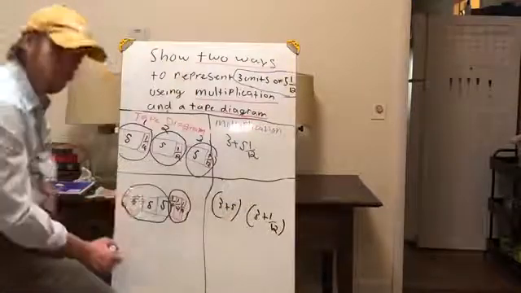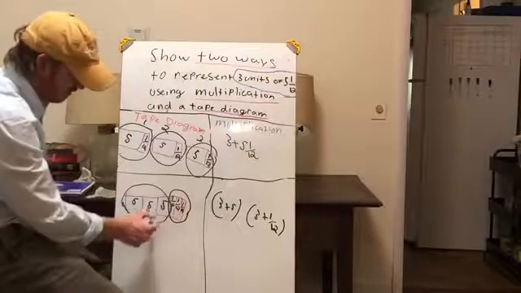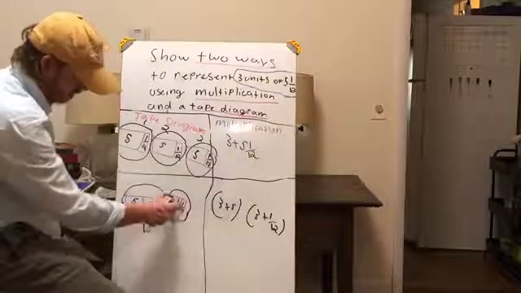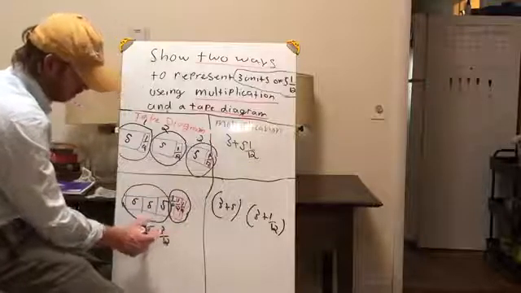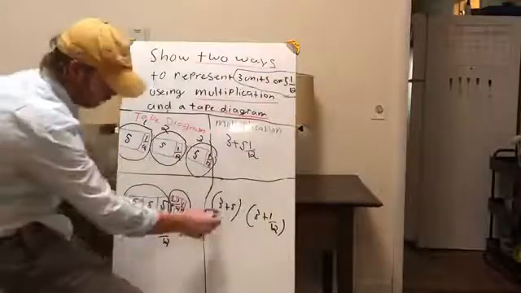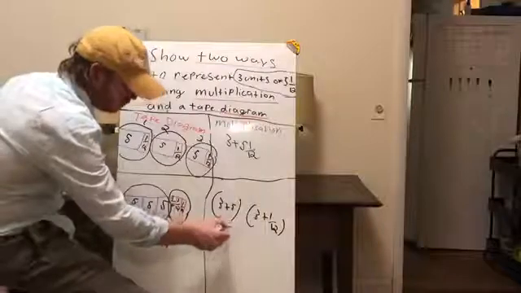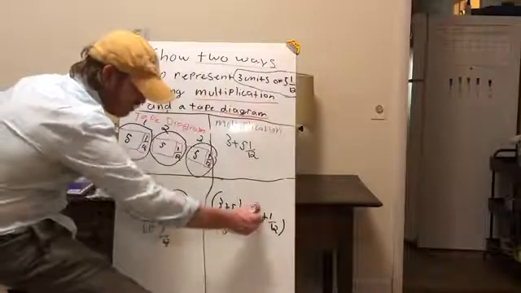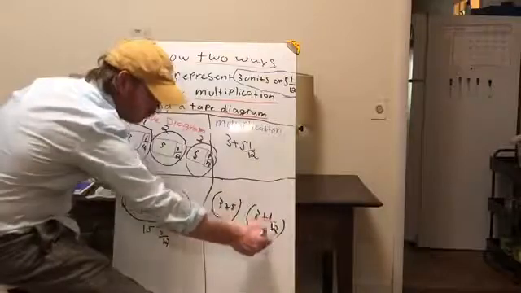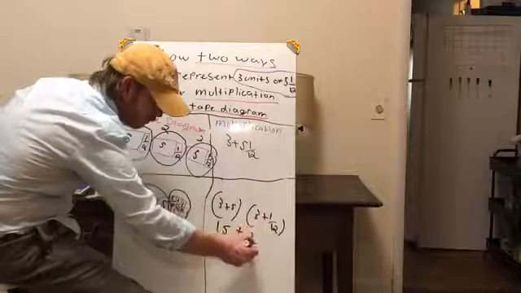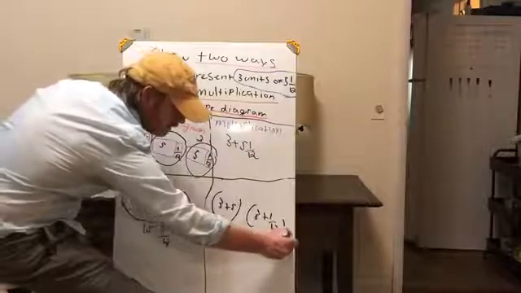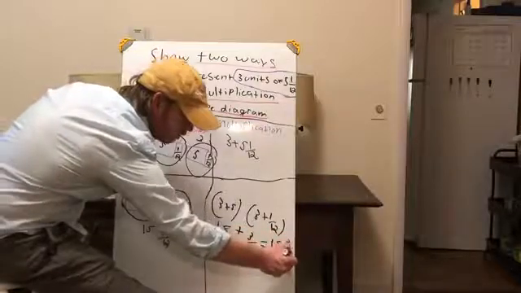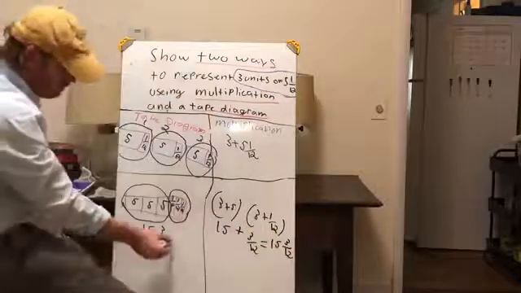And now, we already remember the answer was 5, 10, 15, and 1, 2, 3 over 12. And we can check that here. We have 15 plus 3 times 1 over 12, so 3 over 12, to give us 15 and 3 over 12. It matches up.